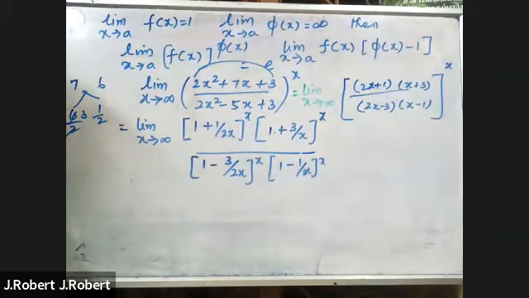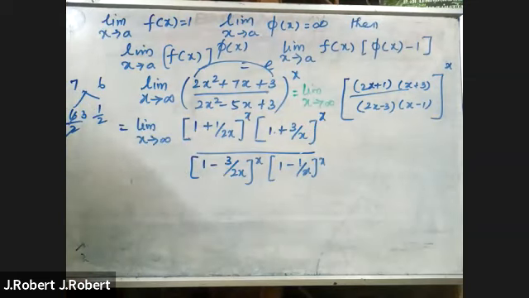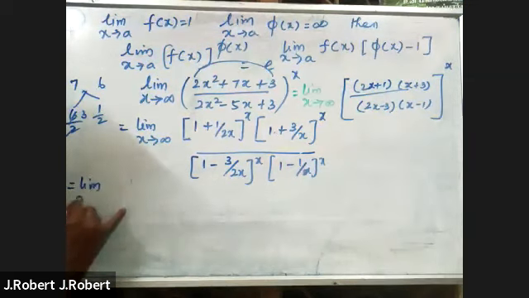Both x and x will get cancelled. Simply we have limit x tends to 1 plus 2x whole power x, 1 plus 3 by x whole power x, 1 minus 3 by 2 power x, 1 minus 1 by x. Now this is nothing but, let's simplify it further, limit x tends to infinity.